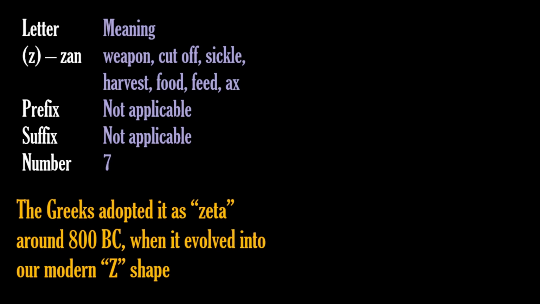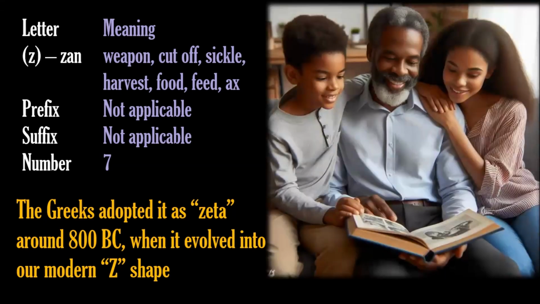So the item associated with this letter means weapon, or cut off, or sickle, or harvest, or food, or feed, or axe. Because the weapon, of course, would be used, or the tool would be used to assist with harvesting food for feeding the family. And so this particular tool or weapon, as it could be used as well, takes on those meanings. So the Zan, of course, would mean that which the weapon was used for.